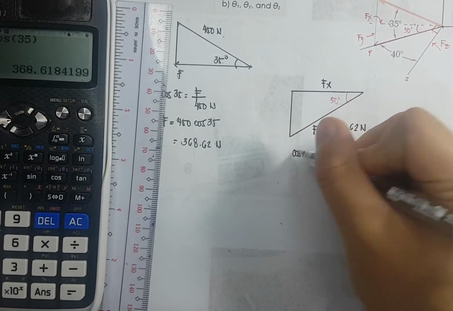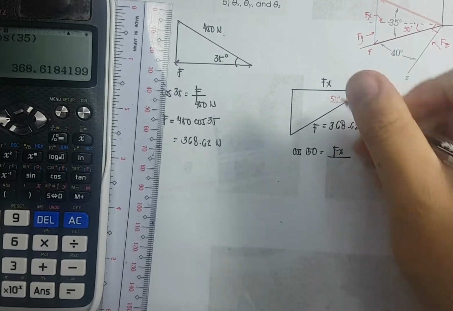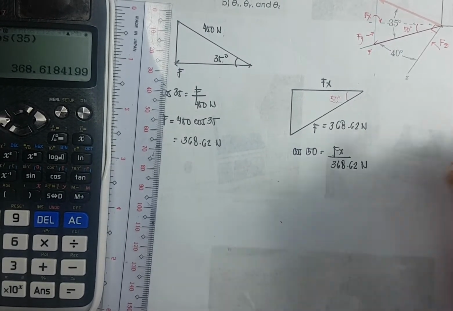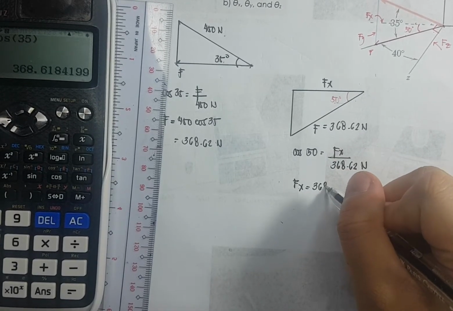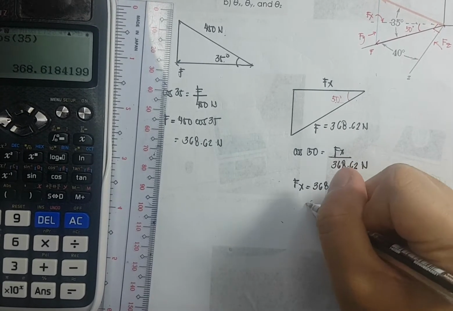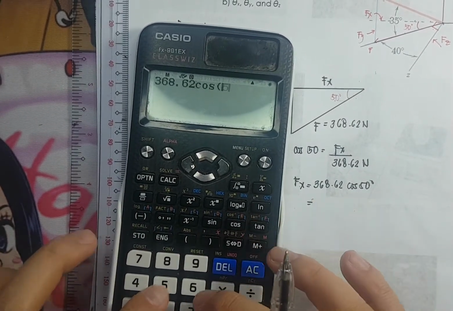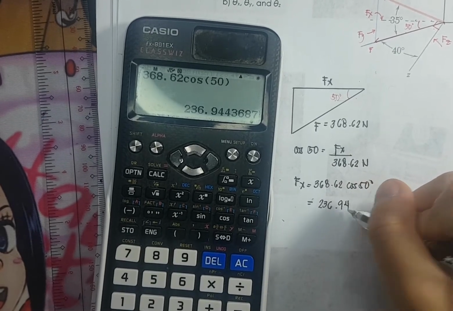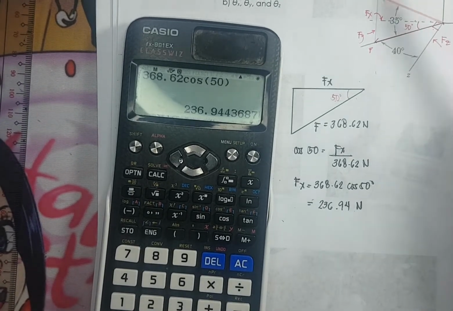I can solve for f of x using cosine function. So that would be cosine 50 is equivalent to f of x over 368.62 newtons. Okay, so cross multiply, f of x is equivalent to 368.62 cosine 50 degrees. F of x therefore is equivalent to 236.94 newtons.